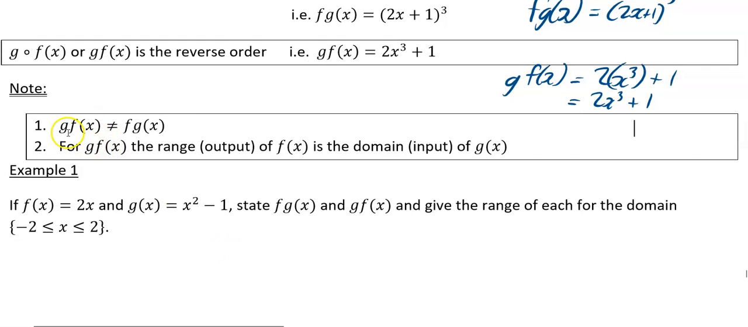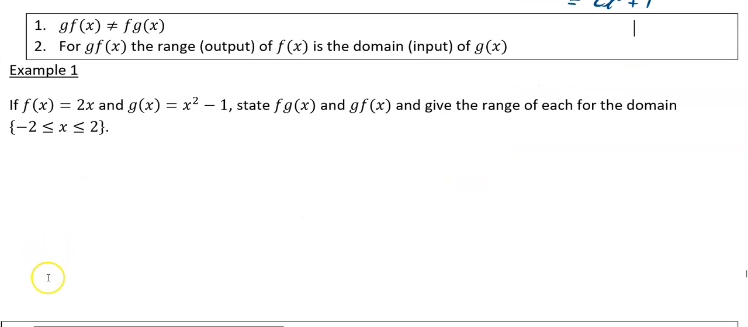Okay, so note g f of x is not equal to f g of x. Not always equal, so there are times it can be equal, but generally it's not going to be. And for g f of x, the range, so the output of f of x, is the domain, the input, of g of x. So where your f of x finishes is where you have to start then. That's because that's what goes into the g function when you do it this way around. If it was reversed, if it was f g of x, the range of g of x is the domain of f of x.